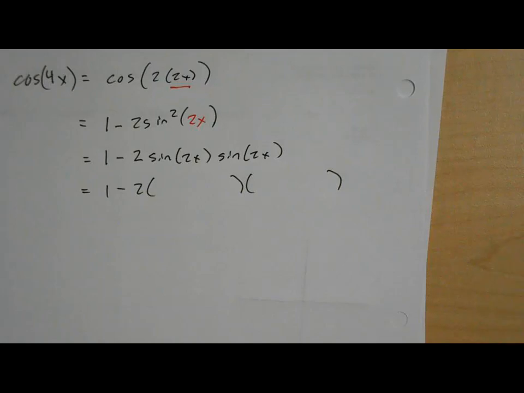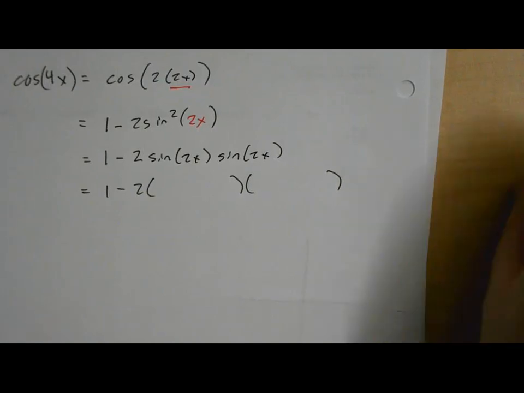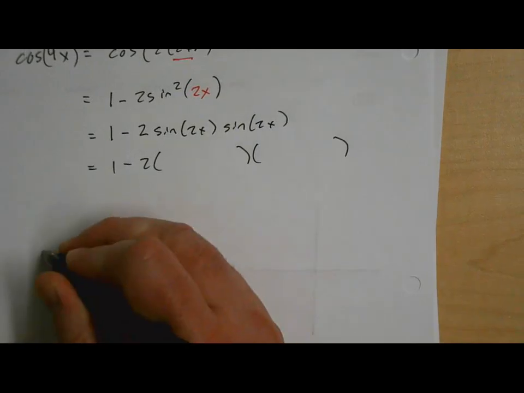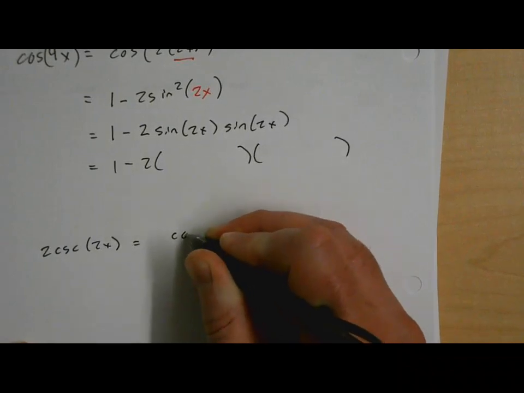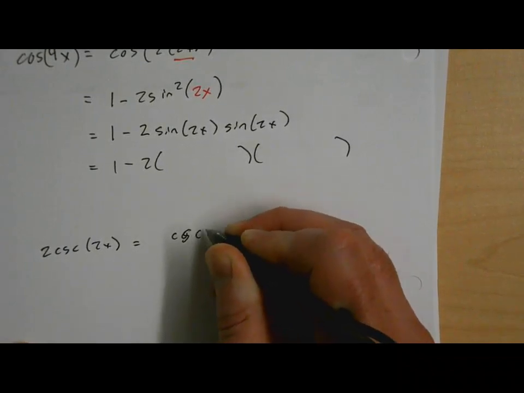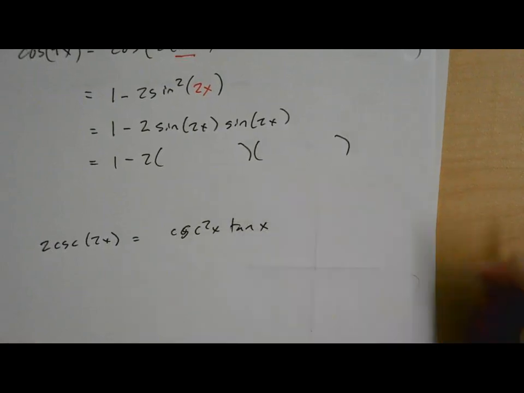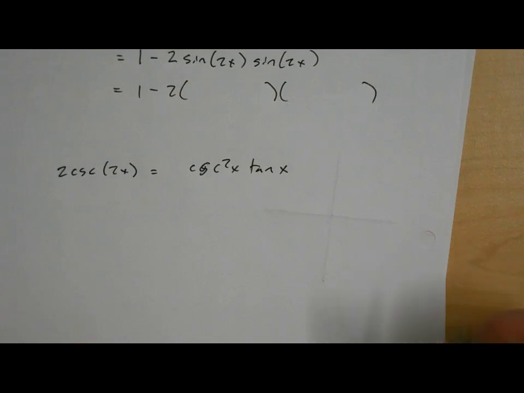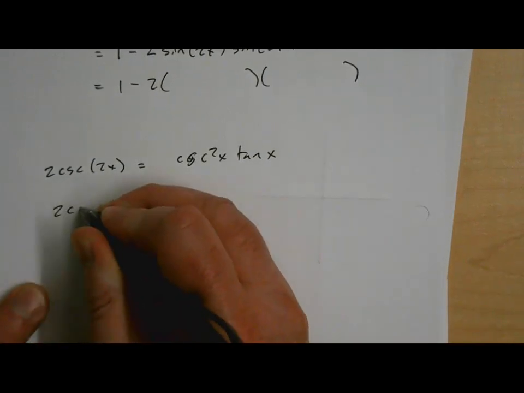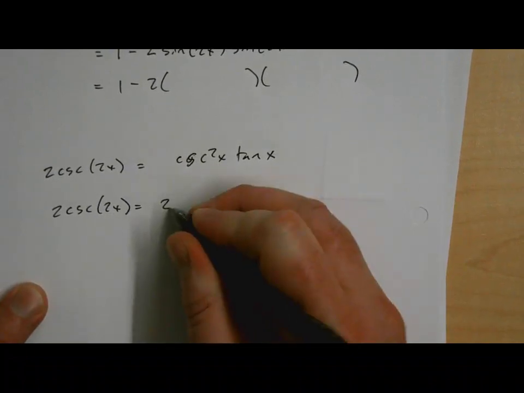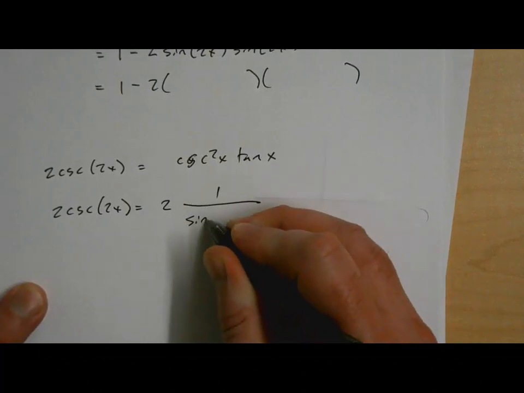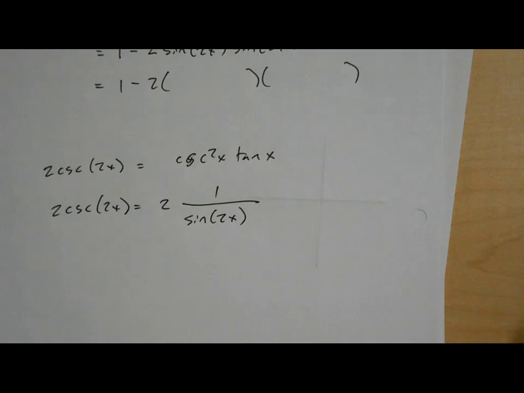11. 2 cosecant 2x. We're trying to make this look like cosecant squared x tangent x. So I would start on the left-hand side. And I would start with this move. I don't have any cosecant double angle identities, but we've got a sine double angle identity.